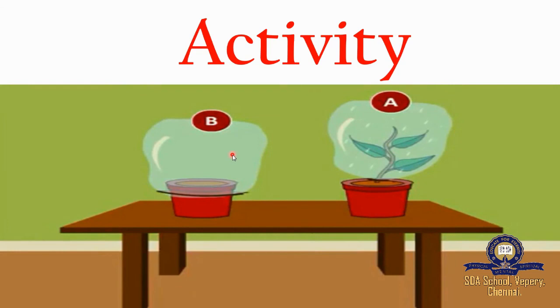After 1 hour in the sunlight, take a picture of it and upload it in Google Classroom. This shows the process of transpiration in plants. Okay, please do this activity. Please take a picture of it and upload it in Google Classroom. Am I making it clear, students?